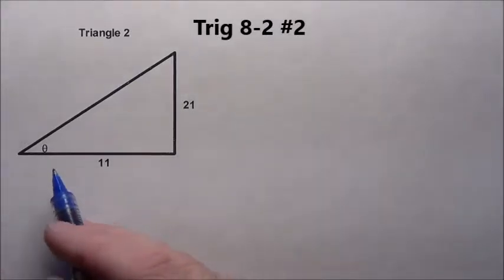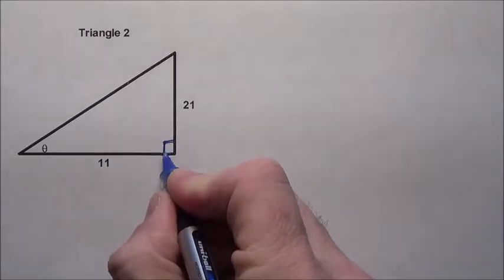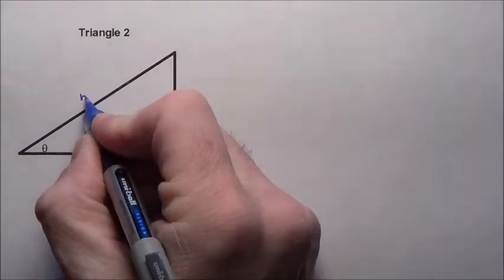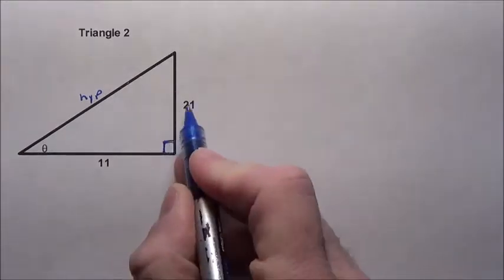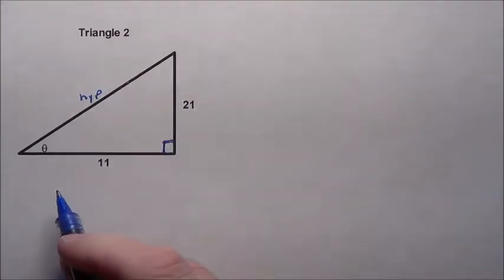Triangle 2. We're trying to find theta in this right triangle. Here's our right angle. Across from it is going to be our hypotenuse. Can't change where that's located. The two sides are going to be our adjacent and opposite sides, and it all depends on where the angle is.